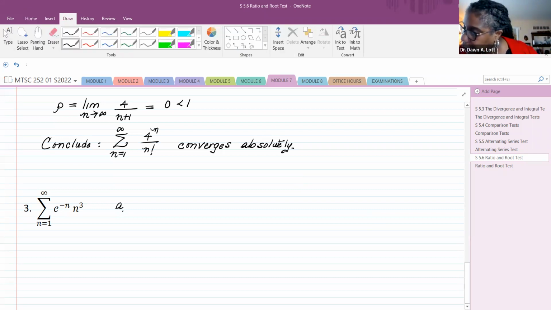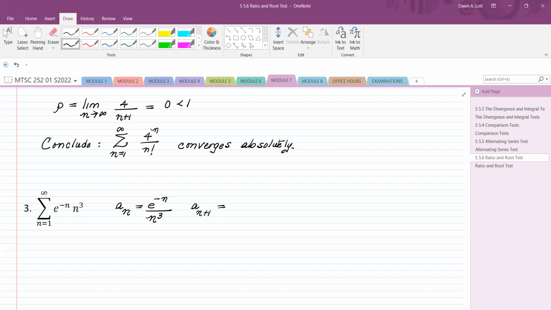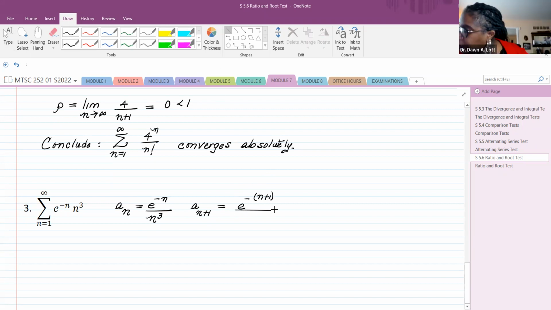So a_n is e to the negative n divided by n cubed. Anybody want to give me a_n plus 1? a_n plus 1 will be e to negative n plus 1 over n plus 1 cubed. That's right.